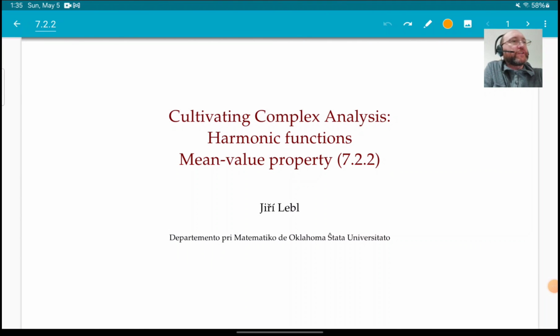Hello, and welcome to another lecture in the course. So we're looking at the mean value property for harmonic functions, and this is subsection 7.2.2 in the book.